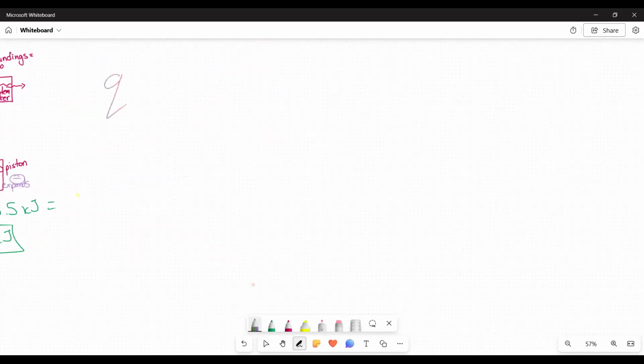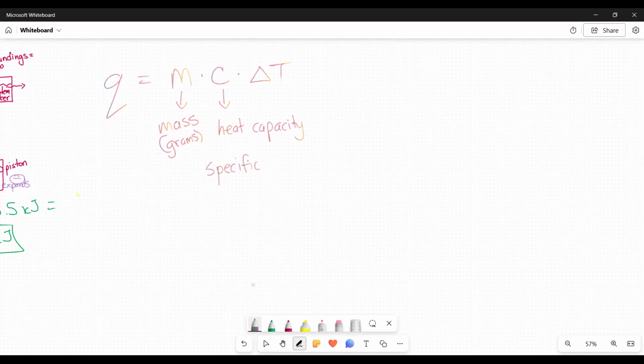Q is mcΔT. That's the equation for Q. Let's examine it. m is mass, and it needs to be in grams. C can be 3 different flavors: heat capacity, specific heat capacity, or molar heat capacity. The difference is the units and whether mass is involved.